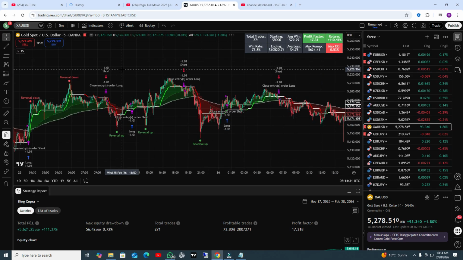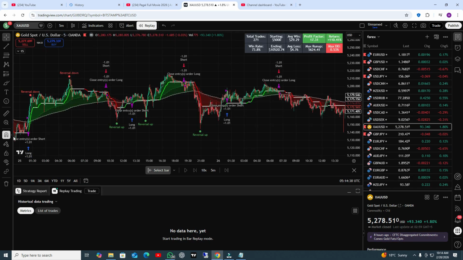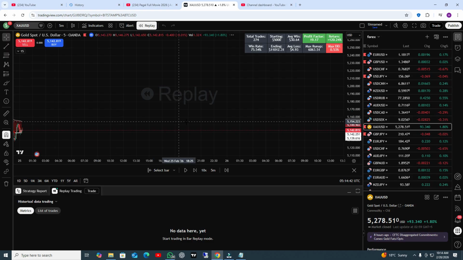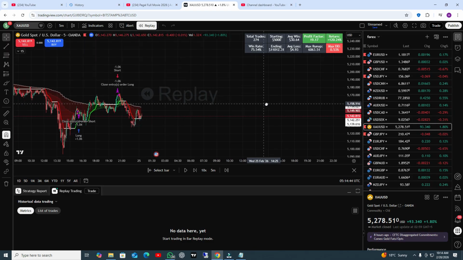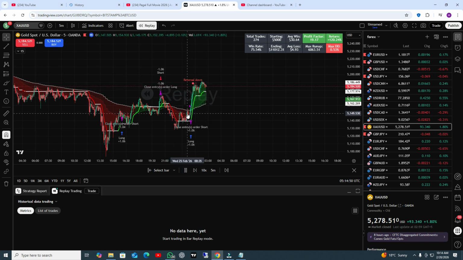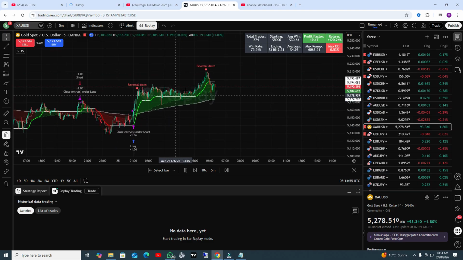Now we have to check whether the indicator repaints or not. So we will use replay mode, and we will check from this point, where we got the buy signal. Here you can see, before the buy signal we will check the replay option, and let's see whether the indicator repaints or not. Okay, here we go. We got the buy signal, and you can see. Okay, let's see more. This one is really good.